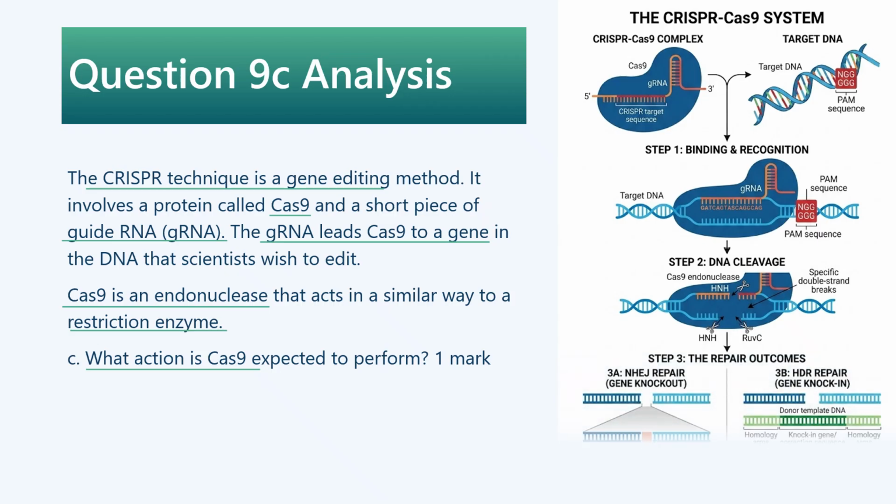3. Repair pathways and outcomes. Non-homologous end joining, NHEJ. An error-prone repair pathway that directly glues the ends together, often introducing random insertions or deletions, indels. This causes frameshift mutations, resulting in a gene knockout, gene inactivation.